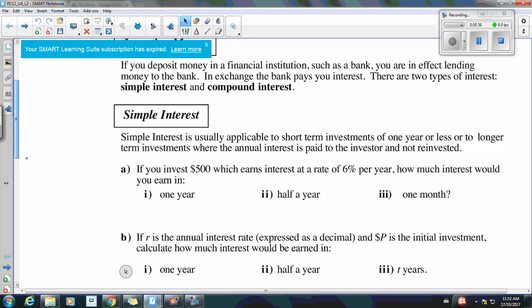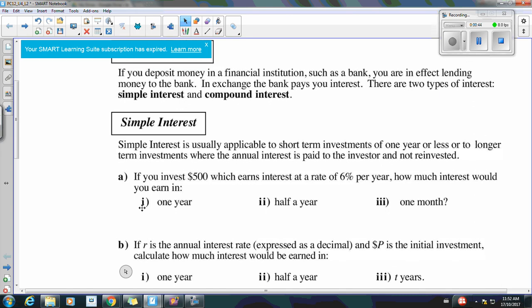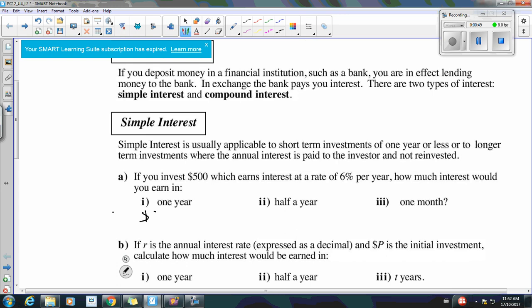So if you invest $500, which earns an interest rate of 6% per year, how much interest would you earn in a year? Well, in a year we would just take our $500. We're earning 6% interest, so we find 6% of 500 and we get 30. In half a year, we would get half of that, so we would get 15. And in 1 month, there's 12 months in a year, so we would take our $30 and divide it by 12, and we would get $2.50.